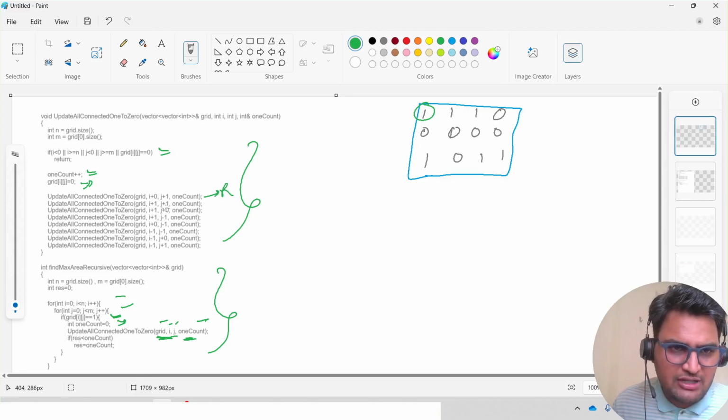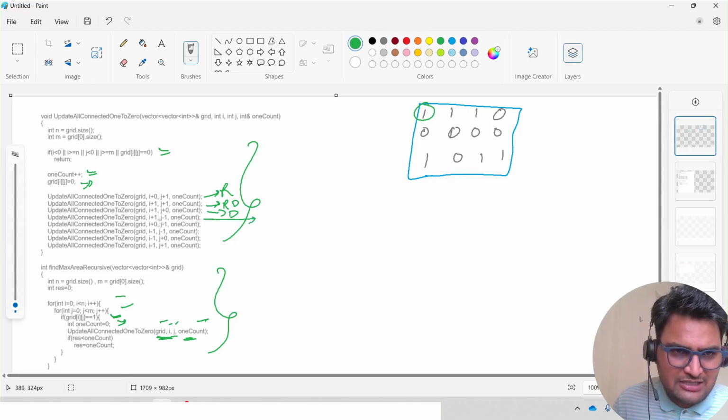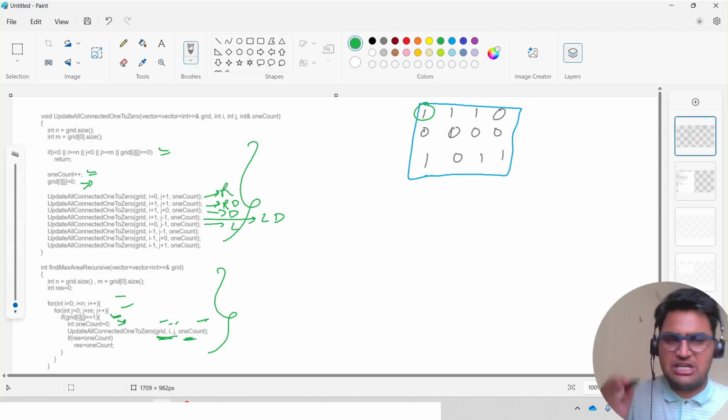Then the second call is for right and down, right? So this would be right and down, and this call is for i plus 1, which means row plus 1, that is down only, right? This would be for down, right? And this one is for the left and down, and this one is for the left, correct? Because j minus 1, we are decrementing the column only.